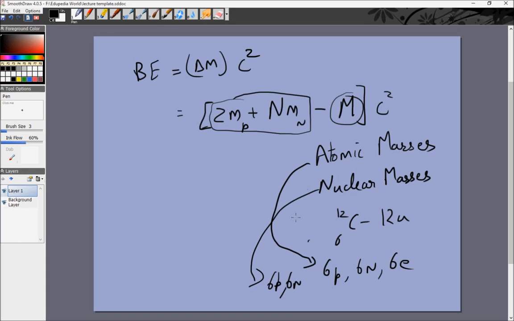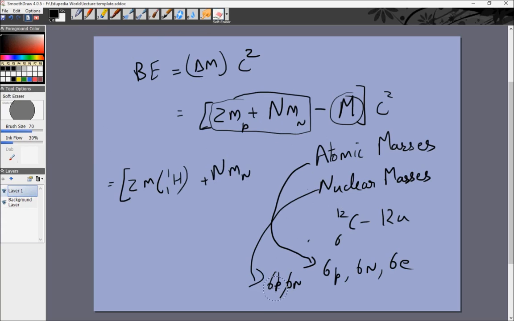However, except in very special cases, the actual formula will be the same, because the mass of the electrons will cancel on each side. For example, this could also be written as Z times the mass of 1H1, or a hydrogen atom, plus N times Mn. I'm just going to rub this out now. This is an important concept, so I hope you understand it.